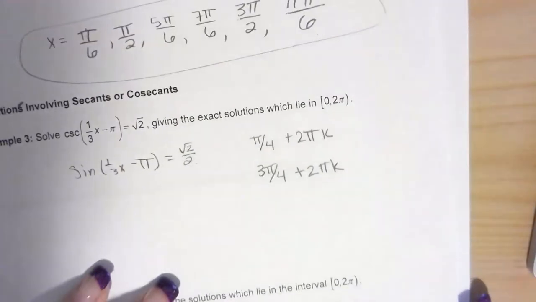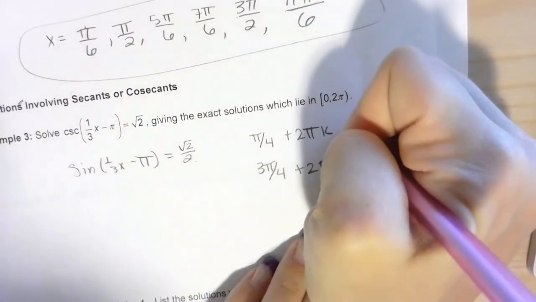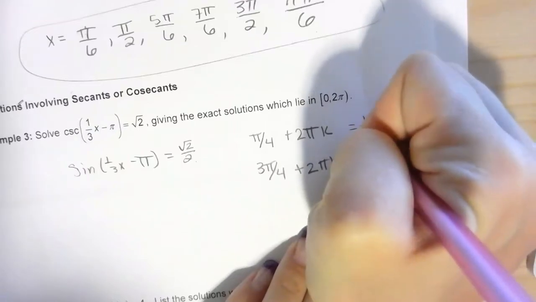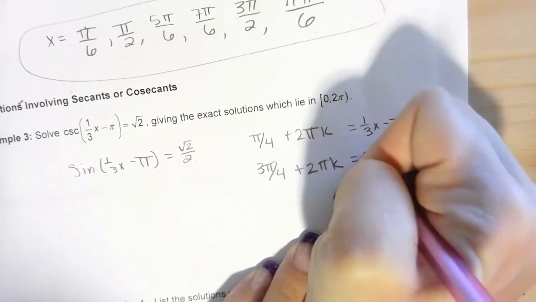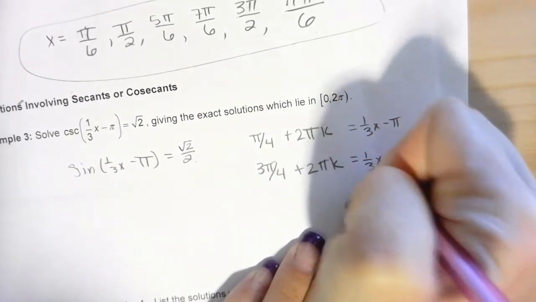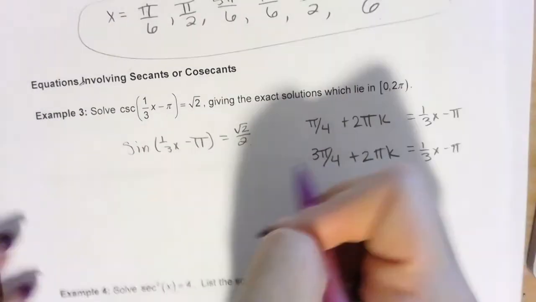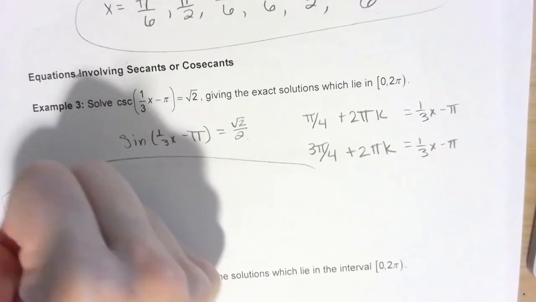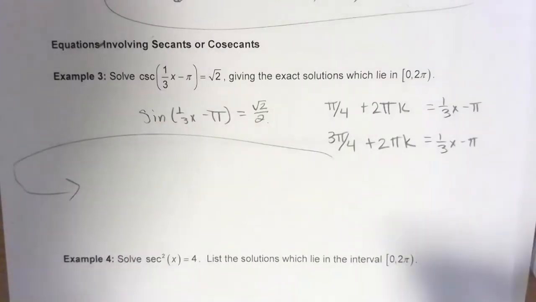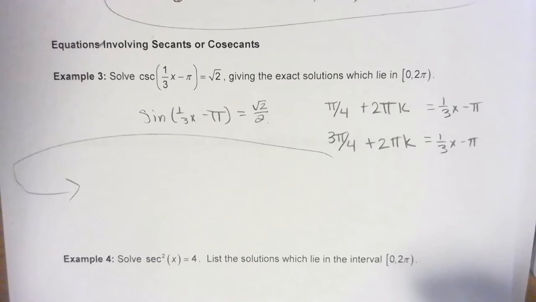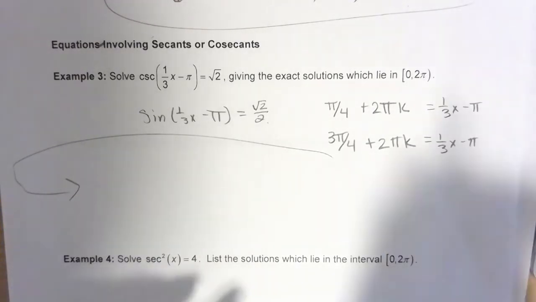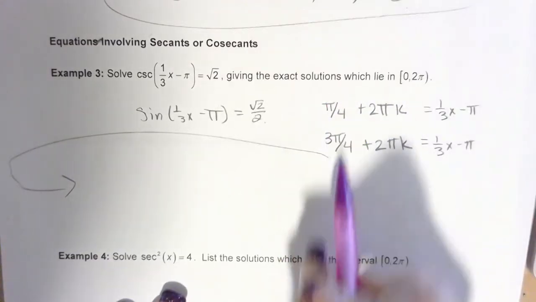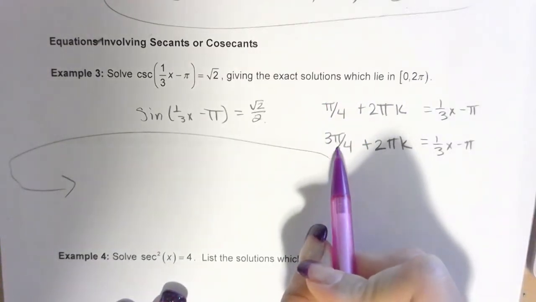It looks like I didn't leave myself much room, but we have to keep in mind that this equals the 1/3 x minus pi. And now we're going to solve. So I'm going to add pi to both sides. Let me arrow this so you guys know what I'm doing. Now, think of this, though. When you add pi to both sides, you can't add it to the 2 pi k. You have to add it to the pi over 4 and the 3 pi over 4, okay?